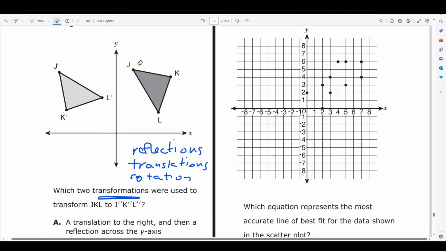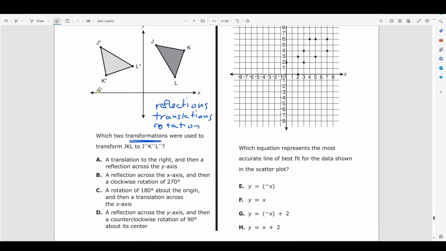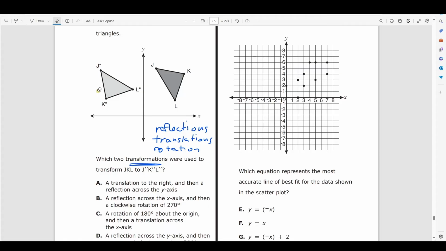And now it's asking you, how do we get from this shape over here to this shape over here? Choice A says a reflection to the right, and then a reflection across the y-axis. Well, notice here how when we reflect something, the position of the points are usually preserved. What I mean by that is if I were to translate this to the right, by how many units, right? If I translate this all the way to the right, then I end up over here with point K right here, point L right here, and point J right here, right? And then if I reflect that across the y-axis, I end up back here, right? Which is not how we end up on this side of the page.